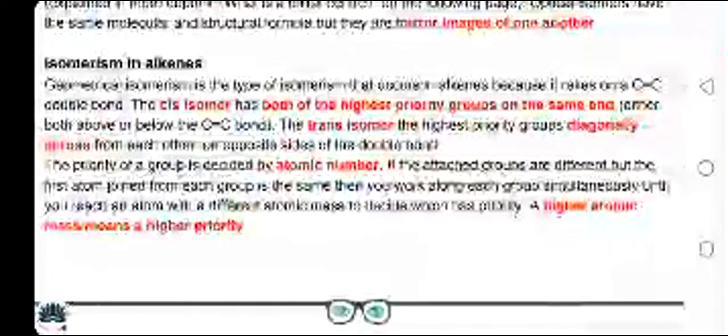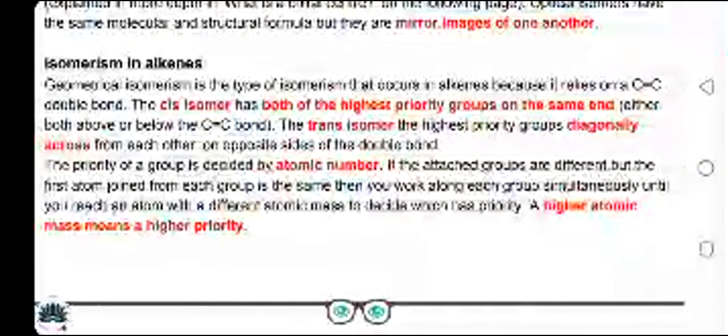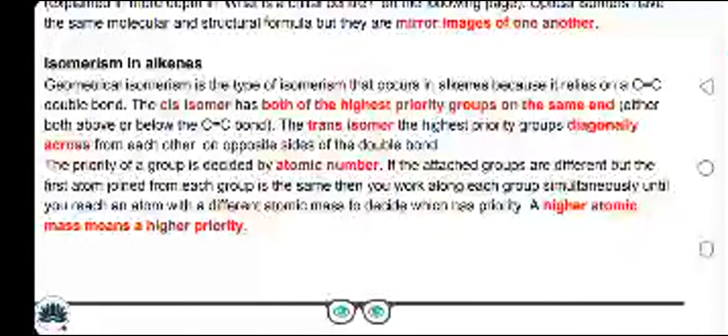The priority of a group is decided by atomic number. If the attached groups are different but the first atom joined from each group is the same, then you work along each group simultaneously until you reach an atom with a different atomic mass to decide which has priority. A higher atomic mass means a higher priority.